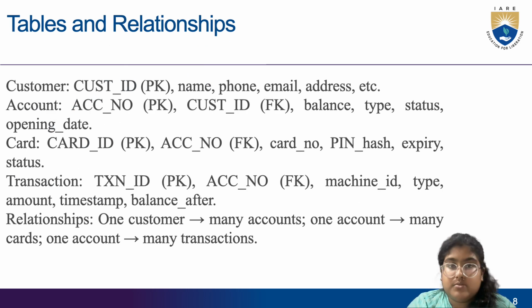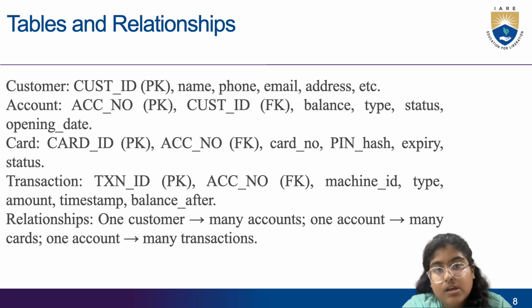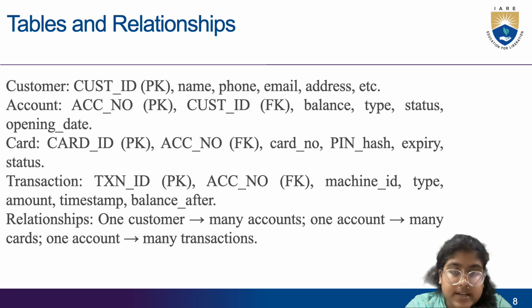Now, let us look at how these tables are connected. The customer table stores basic details like customer ID and customer's contact info. The account table is linked to the customer using a foreign key. Each account can have multiple cards and multiple transactions. This creates relationships like one to many between customer and account and one to many between account and transaction. These relationships ensure data integrity and proper linkage between the records.